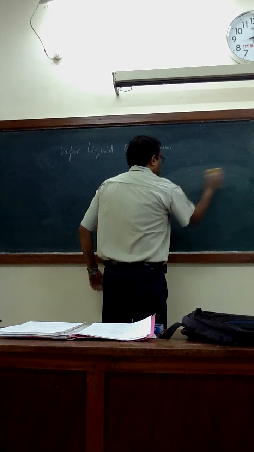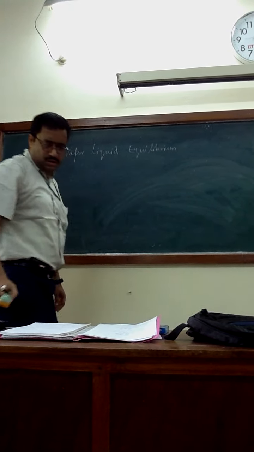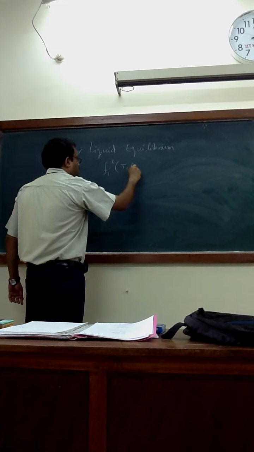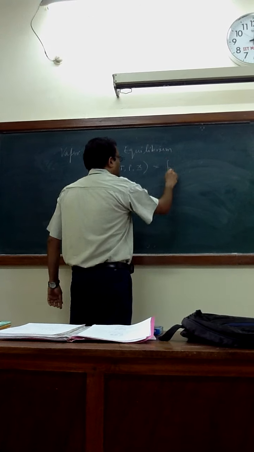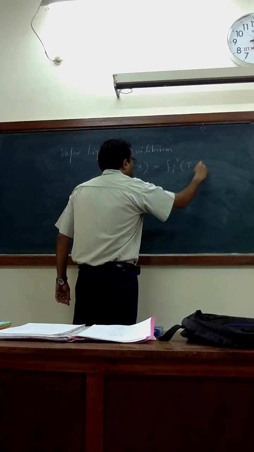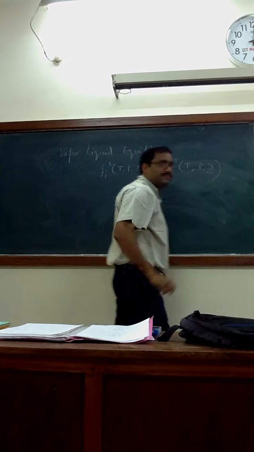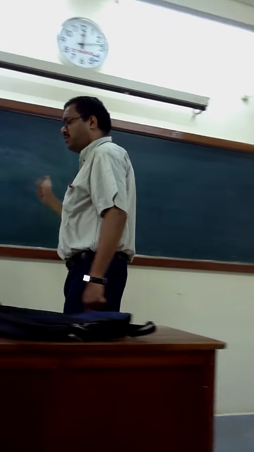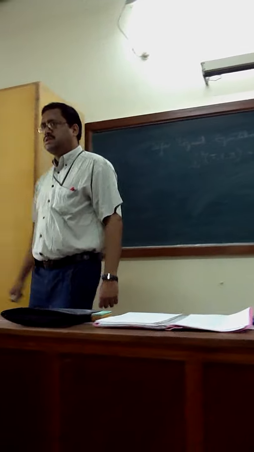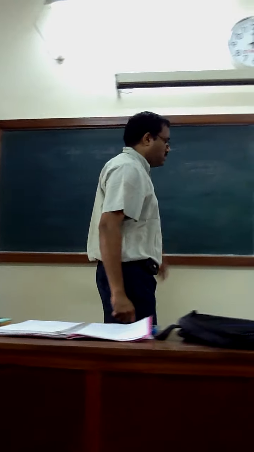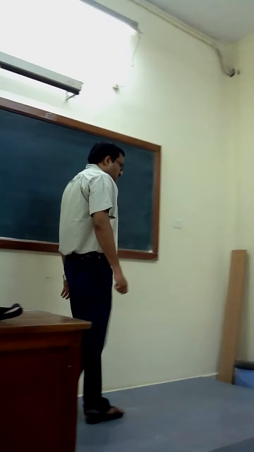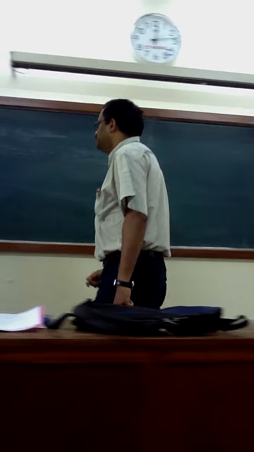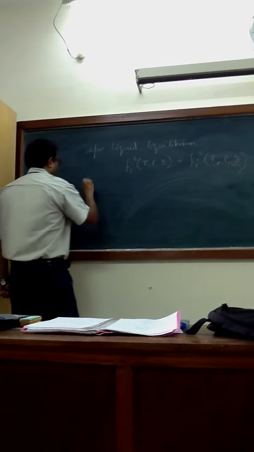Equilibrium, and then what I was doing: the basic equation we are trying to solve is f_i^L(T, P, x) equals f_i^V(T, P, y). Temperature and pressure are taken into account, so you can have this one equation for all the components. This is the basic equation, and we have done the calculation for low pressure.